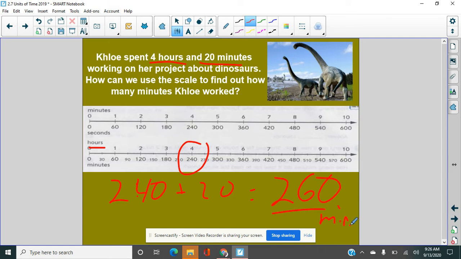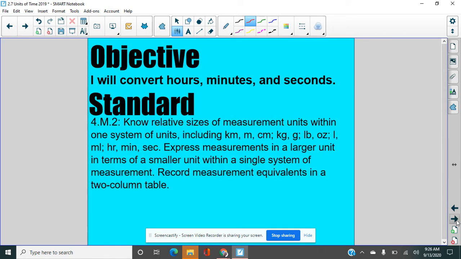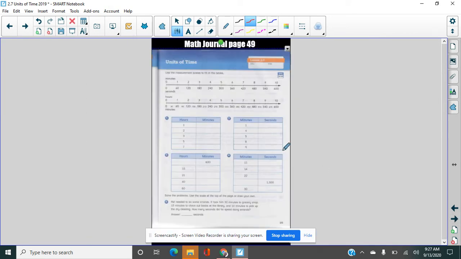You always want to make sure you label the unit here, right? Because if you put 260, we don't know what you're talking about. 260 years, that'd be a long project, but you want to definitely make sure you have the label on all of your answers.